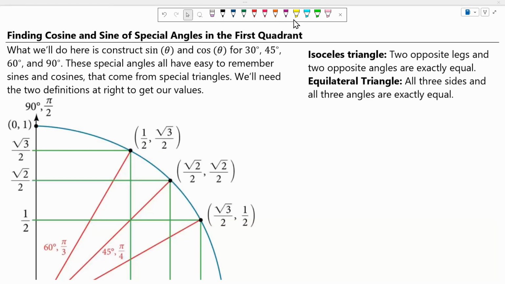Okay, so the first thing I have to do is define two triangles that you should remember from geometry in particular. One is the isosceles triangle, and the other one is the equilateral triangle. So let me cover the isosceles triangle first. The isosceles triangle is the one where two sides and two angles are going to be equal. So if this and this are equal, then this angle and this angle have to be equal. This is the isosceles.